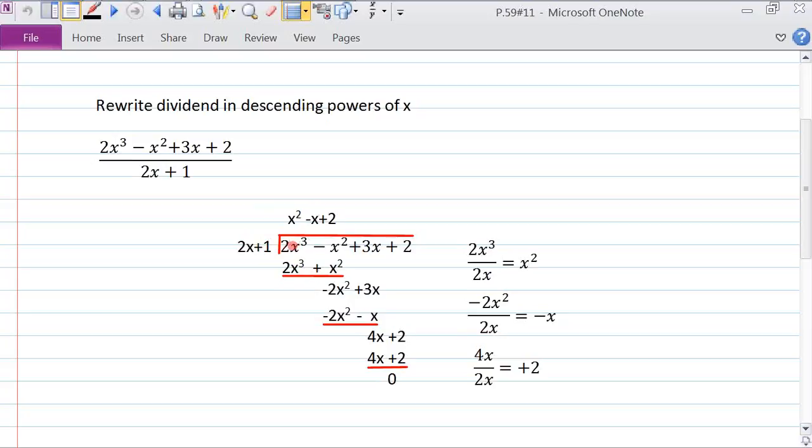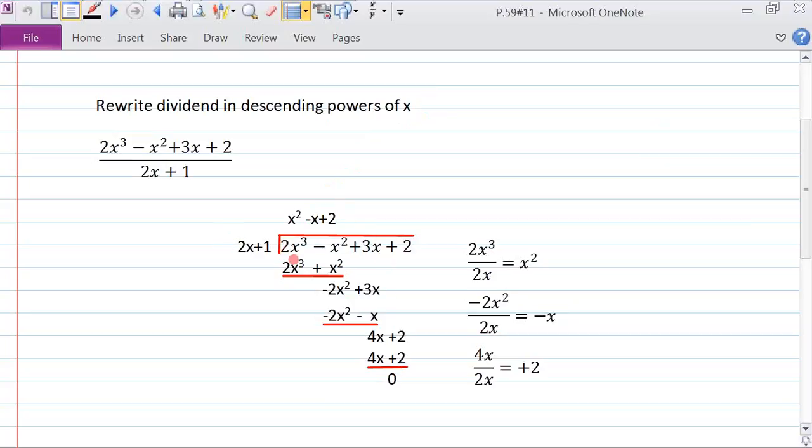Now I'm going to subtract. 2x cubed minus 2x cubed, minus x squared minus x squared gives me minus 2x squared. I bring down the 3x. Now I'm going to take this term and divide it by the first term here. So minus 2x squared divided by 2x right here. Minus 2x squared over 2x gives me minus x. So this immediately becomes the second term in the quotient right here.